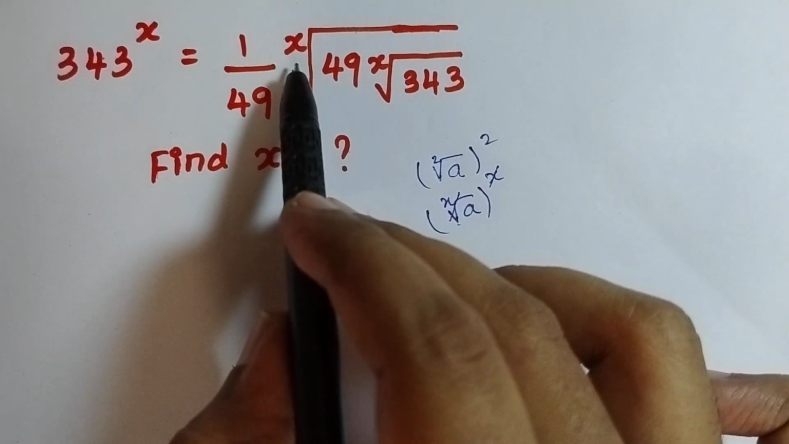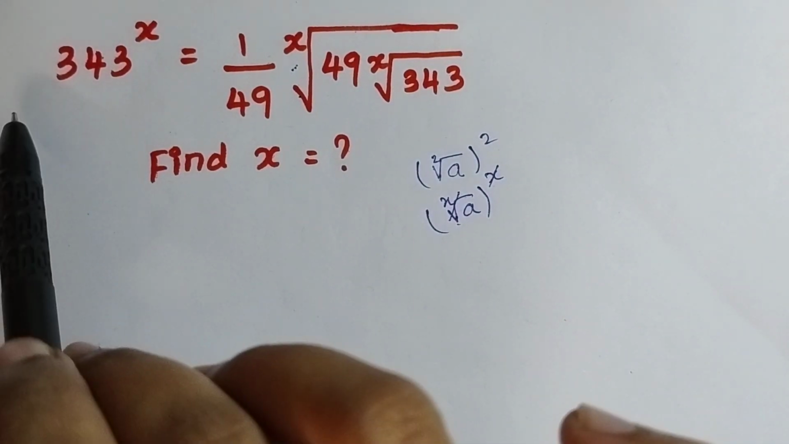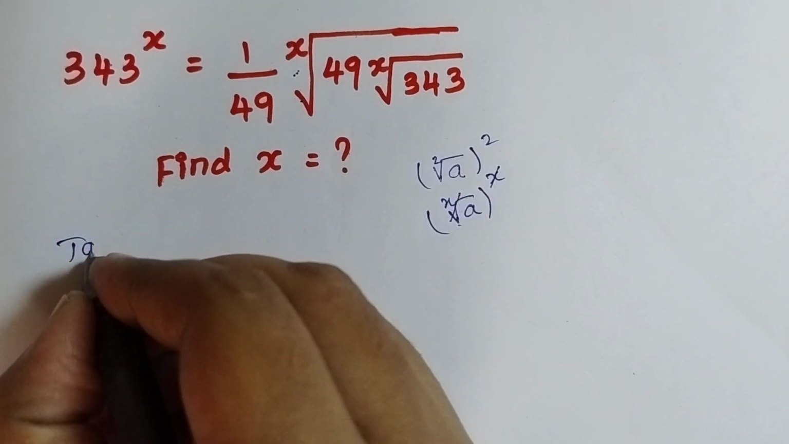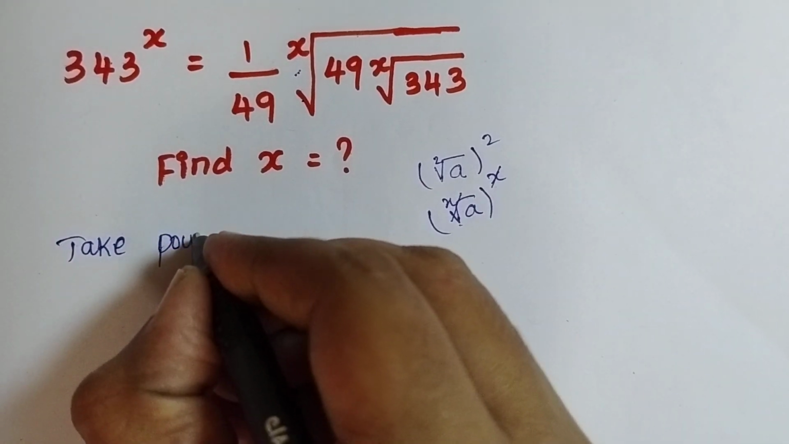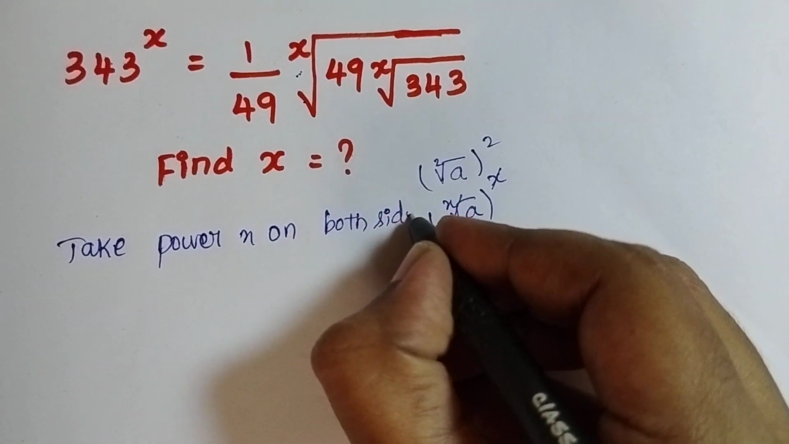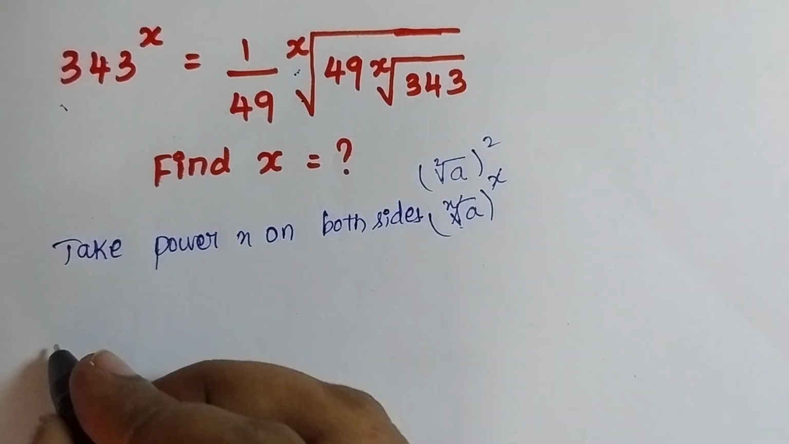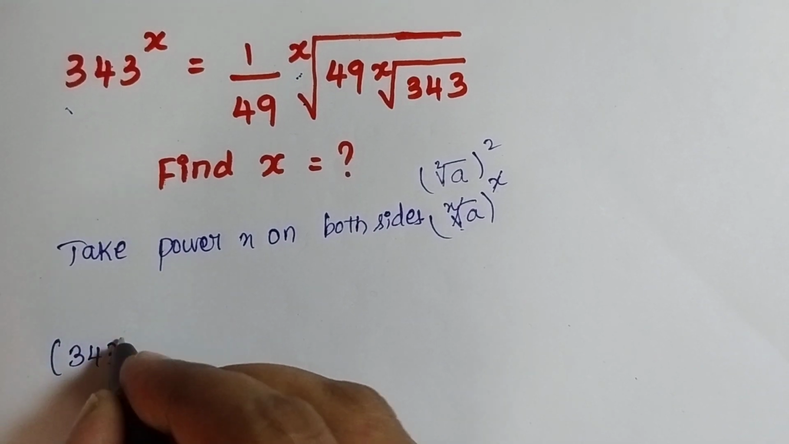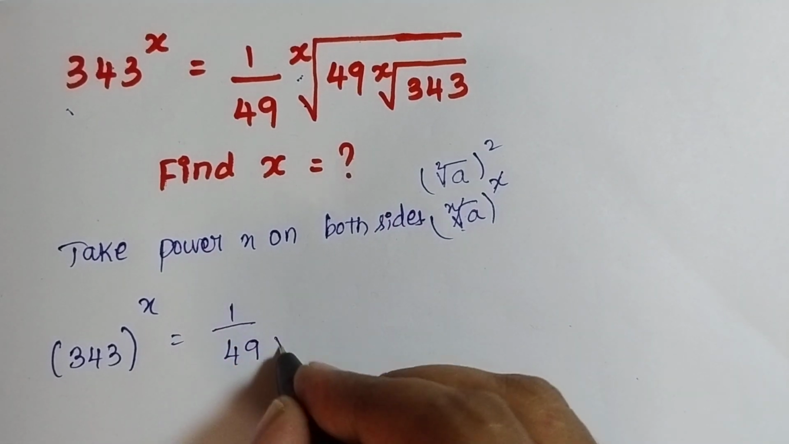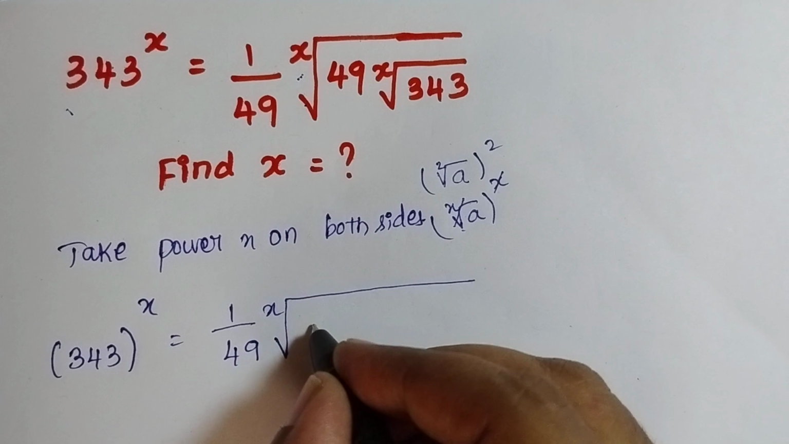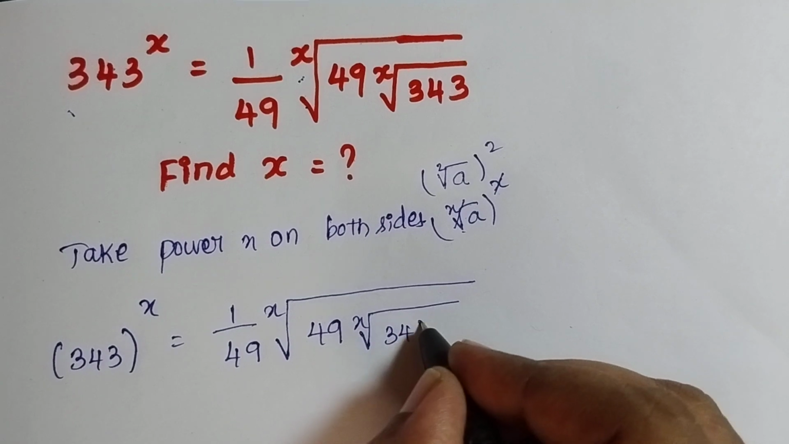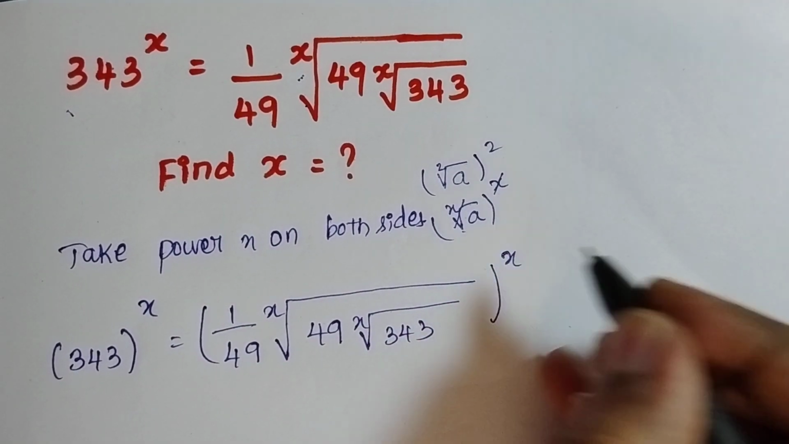So therefore, in order to remove this x, I'm going to take power x on both sides. Okay, so this equation becomes 343 the whole power x, which is equal to 1 divided by 49 x 49 x 343 the whole power x.